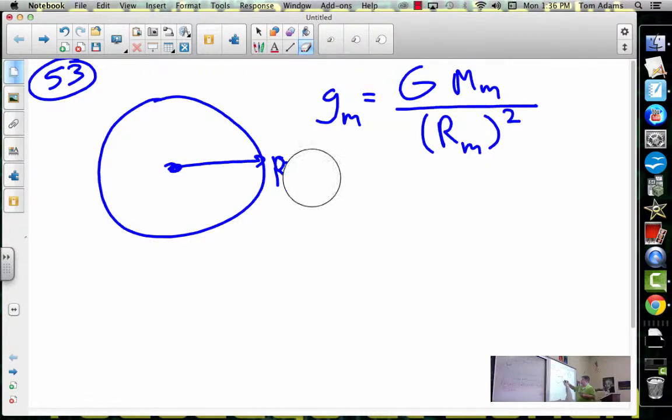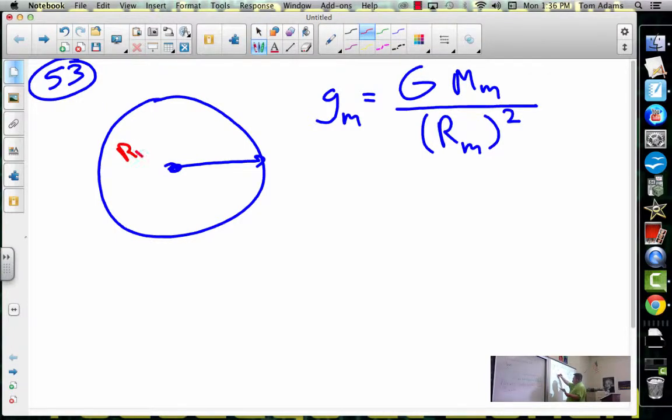Let me write this a little better. Let's use a different color too. The diameter of the moon is equal to 3,500 kilometers. We did that on one of our other homework problems.